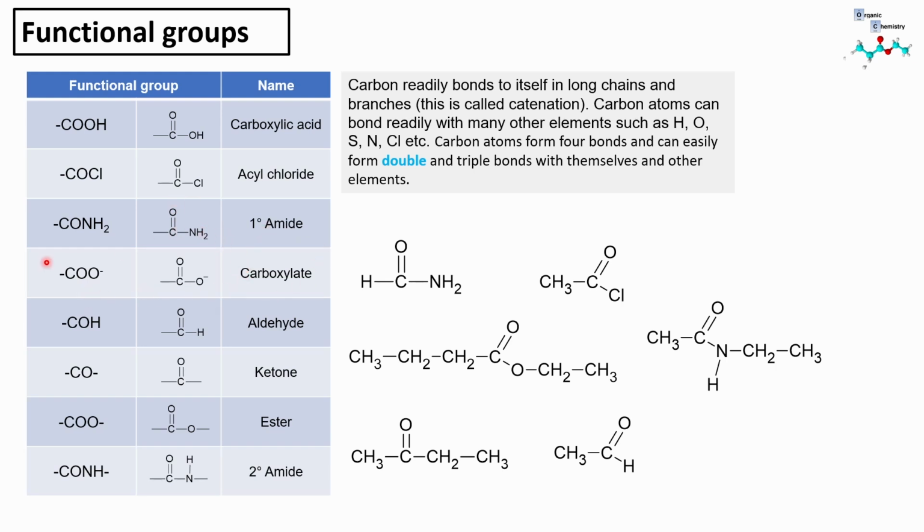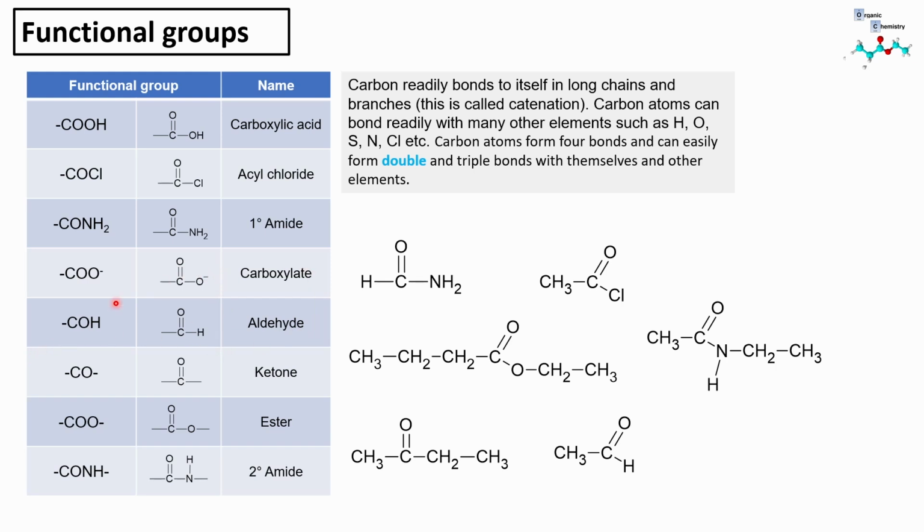The next one down we may have recognized from last year when we reacted a carboxylic acid with a base, it produces a carboxylate. A carboxylate is just a carboxylic acid once it has donated its proton, so once it's lost a hydrogen plus, it becomes this C double bond O, O minus.